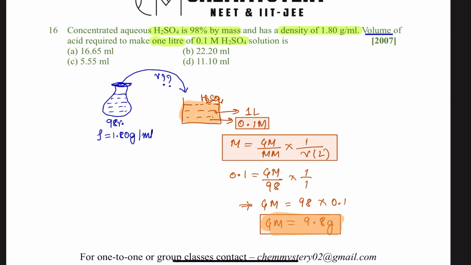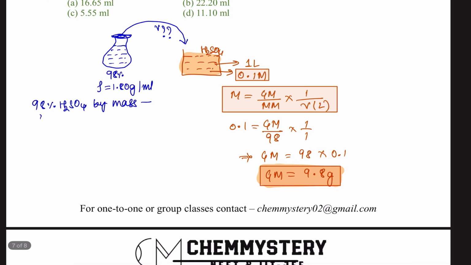Now let's go back to our stock solution. The stock solution is 98% H2SO4 by mass. What does this mean? This means that 98 gram of H2SO4 is present in how much? 100 gram of solution. Okay, but 100 gram is the mass, no?